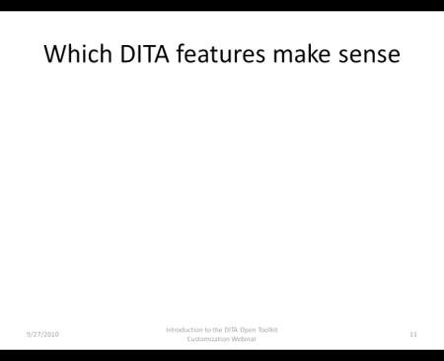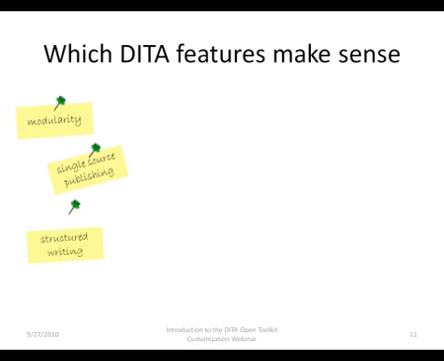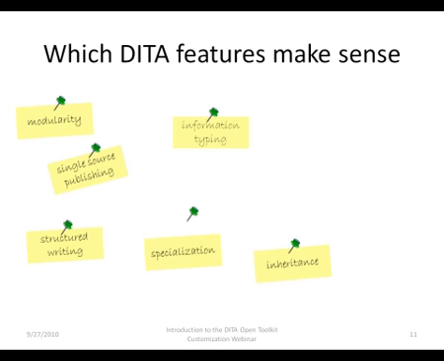The Open Toolkit is also very useful to find out which features of DITA you can benefit from and to what extent. The features you might be interested in are single source publishing, because you only want one version of the truth, modularity of your information products, structured writing for better control and consistency, information typing to classify your content, inheritance, reuse information analysis work, or reuse processing, specialization, extend DITA to fit your needs.